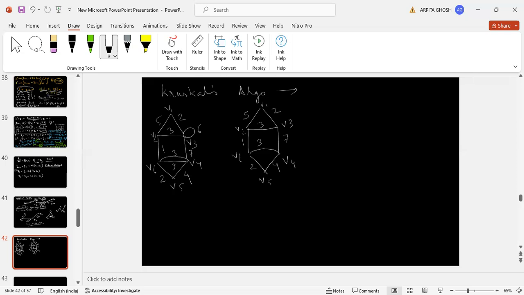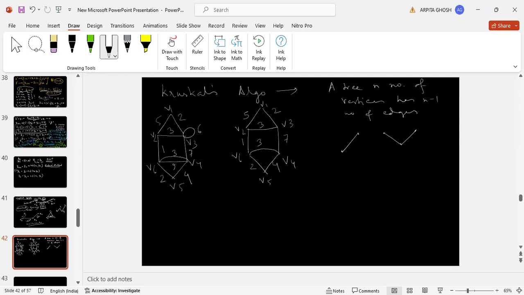One thing I forgot to mention, I will write it in the WhatsApp group: a tree with n number of vertices always has n minus 1 number of edges. For example, let us consider this tree. It's a tree. There are 2 vertices, so only 1 edge is there. Now let us consider a tree with 3 vertices. It's a tree. 2 edges are there. Number of vertices 3, number of edges is 2.